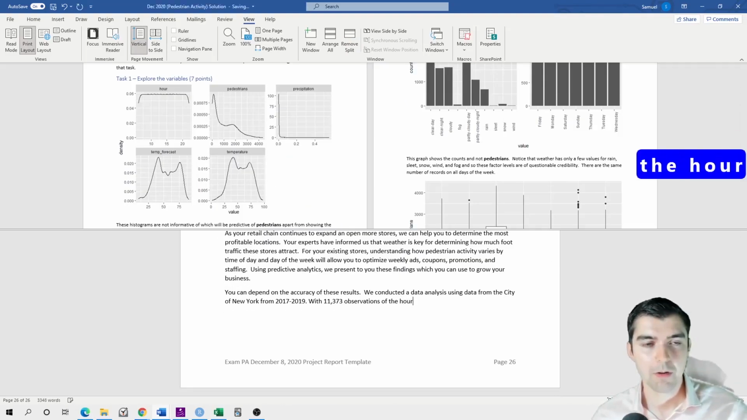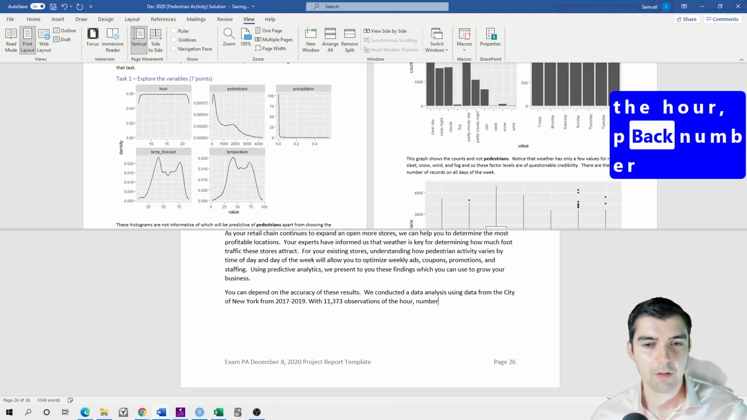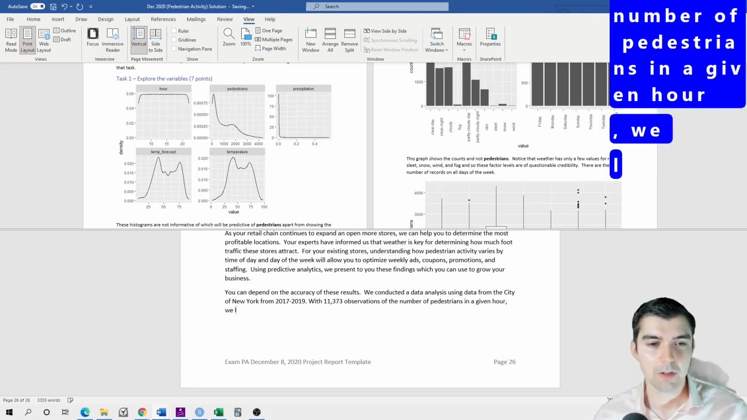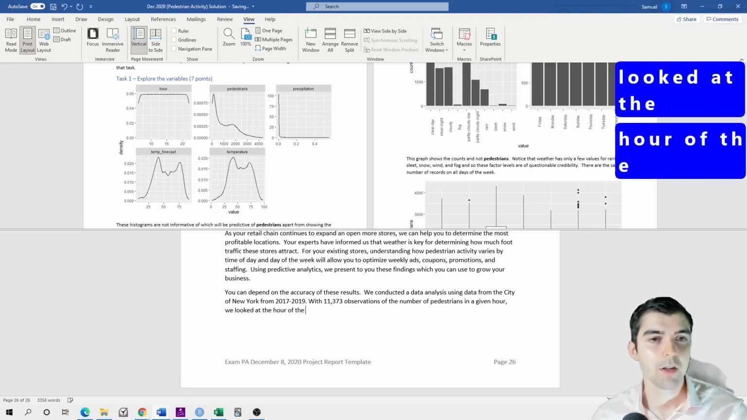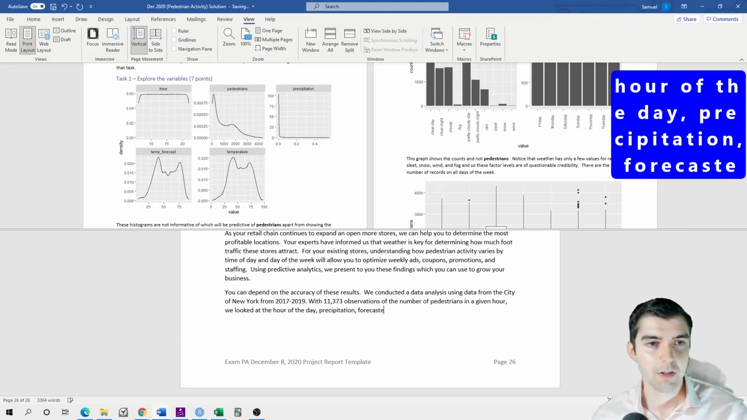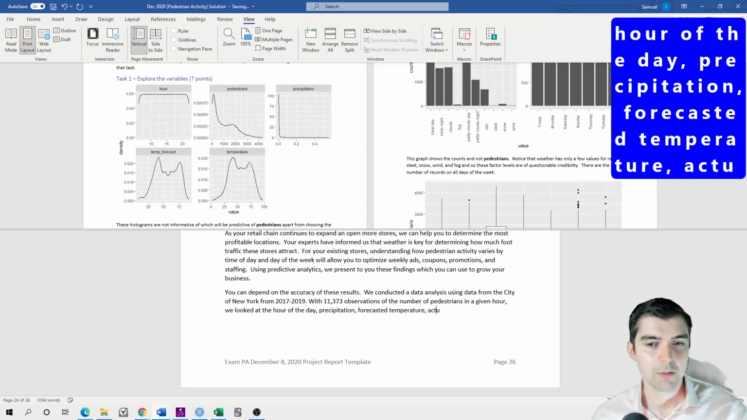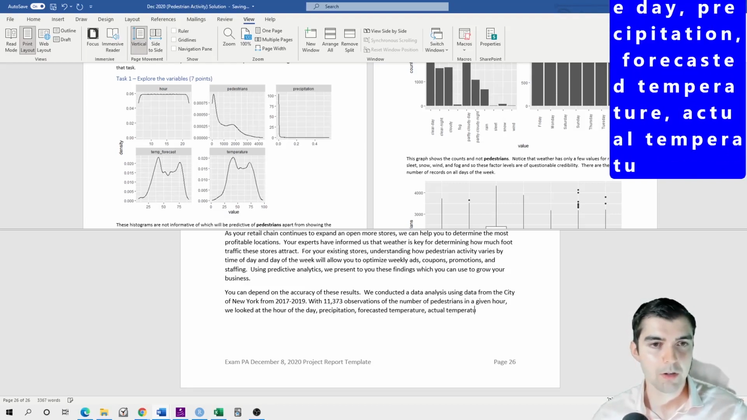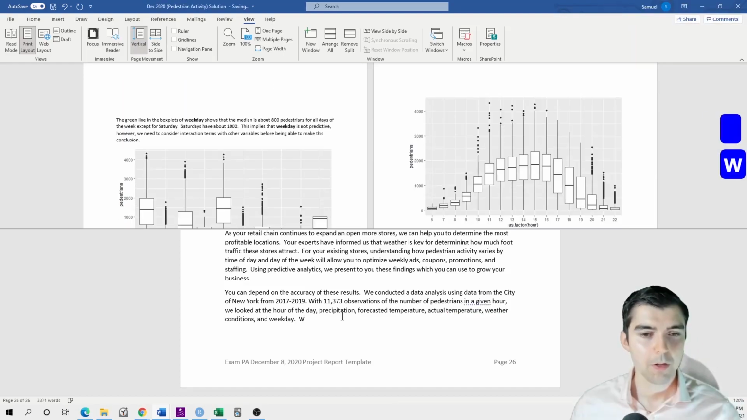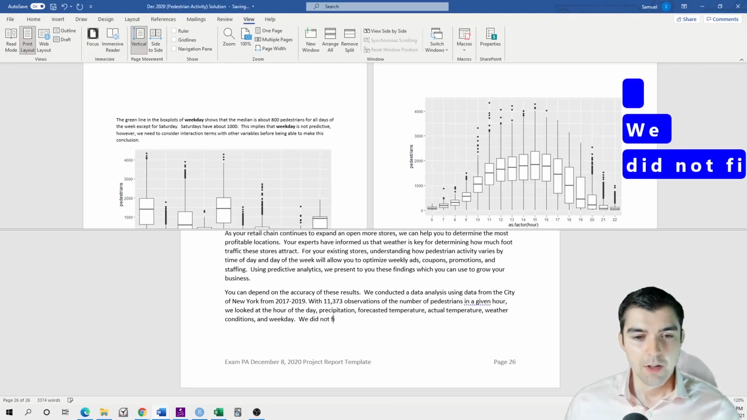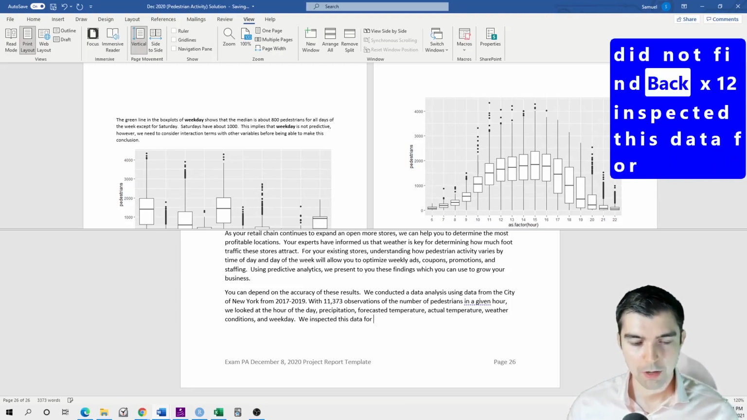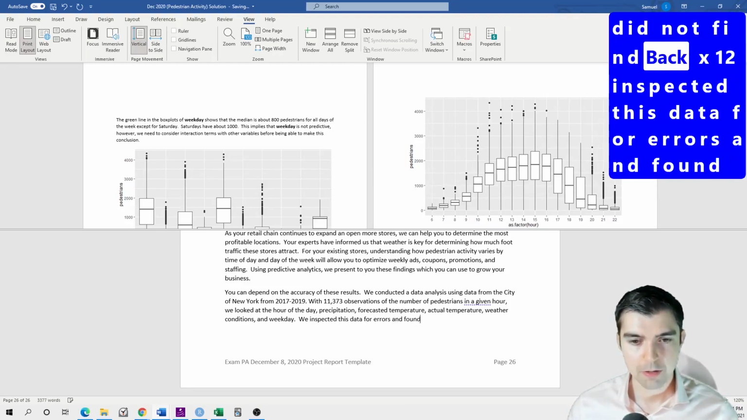The hour, number of pedestrians, the number of pedestrians in a given hour. We looked at the hour of the day, precipitation, forecasted temperature, actual temperature, and then weather conditions. We inspected this data for errors and found none.